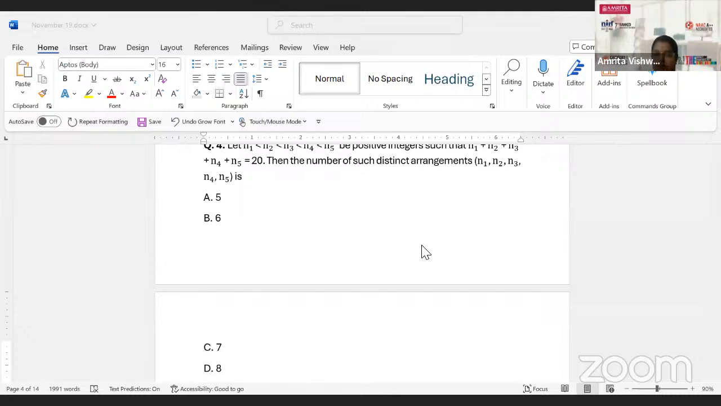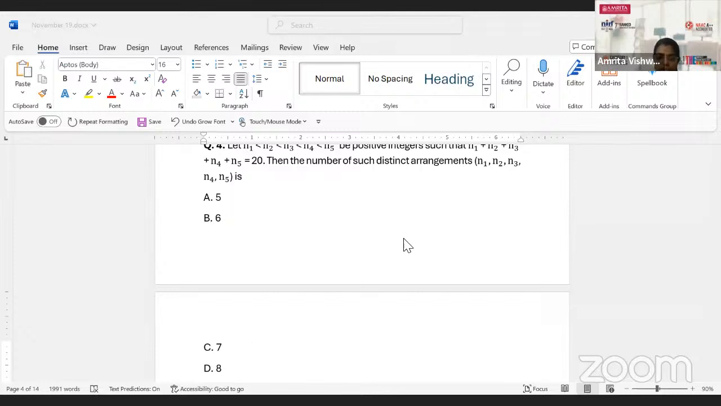So yes, N1 less than N2 less than N3 less than N4 less than N5. These are positive integers. They've given the clue that their sum is 20, so that is also important. How many arrangements will you be able to make in this way, so that the sum is 20 and the terms are in the same order? The options are 5, 6, 7, and 8.